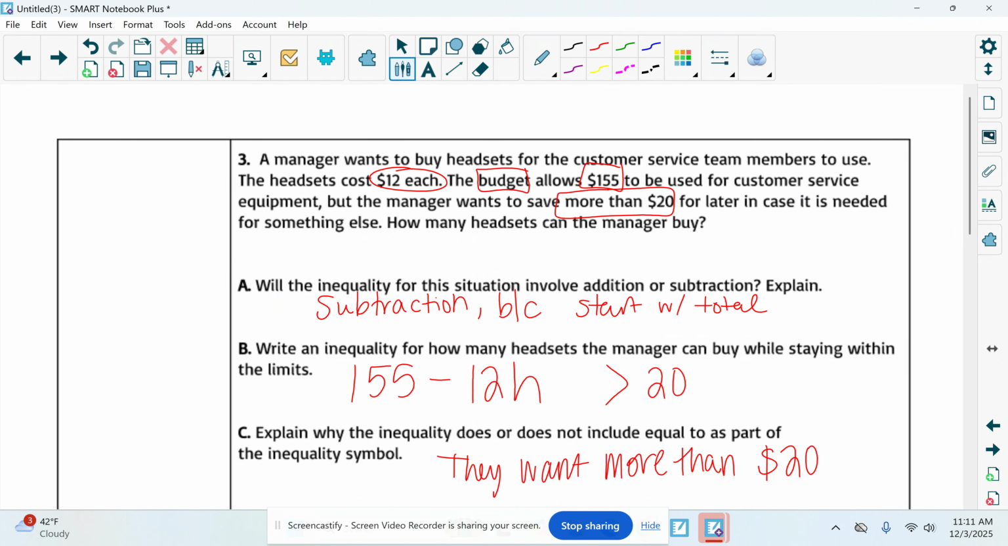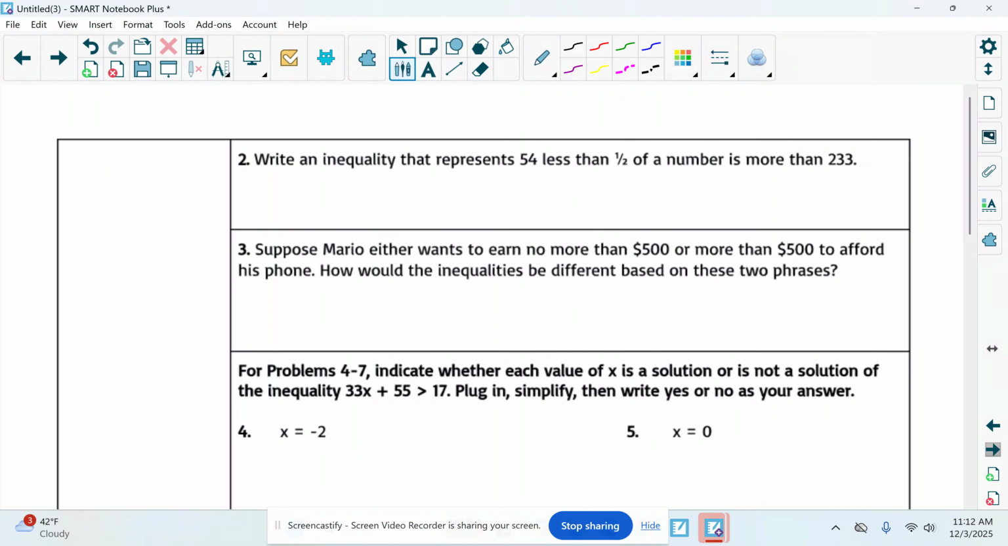Okay. All right, we're going to skip 4 and 5 so that if you look on page 7, it looks like what some of your homework questions are going to look like tonight. So if you look at number 2 on page 7, it says, write an inequality that represents 54 less than half of a number is more than 233. There's a lot of wordiness in that.